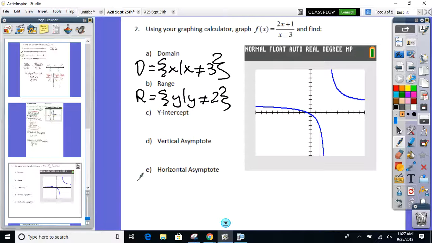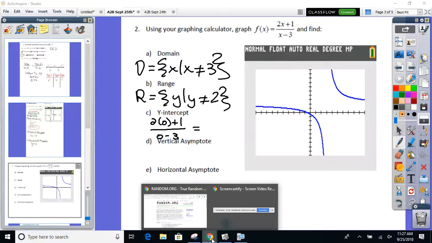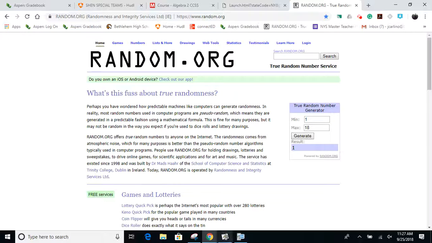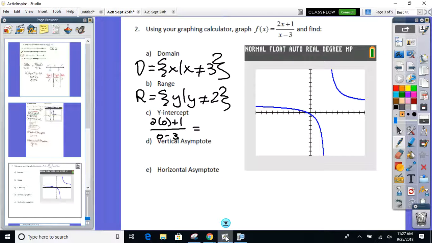Y-intercept, what do I plug in for x? Okay, ready? 2 times 0 plus 1 over 0 minus 3. What is my y-intercept up here? Easy. What's on the bottom? -1/3, yep. Nice job.